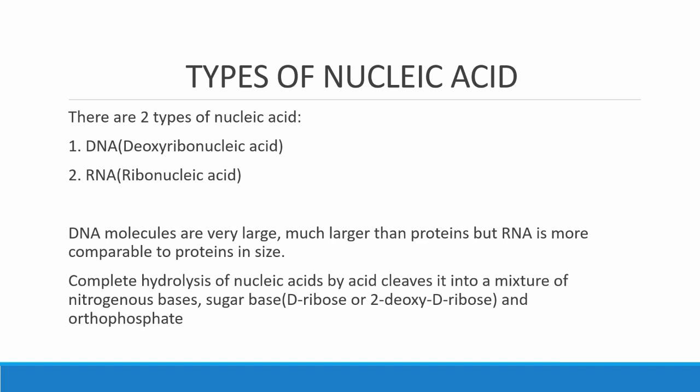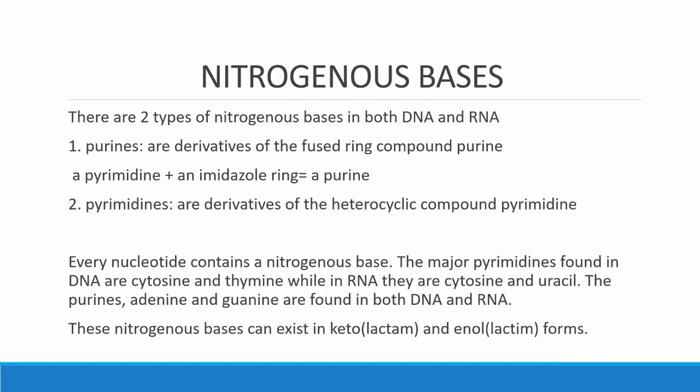Something to also note is that the phosphate found in nucleic acids is orthophosphate. Now let's consider the components of these nucleic acids: the nitrogenous base, the sugar base, and the phosphate group. We have two kinds of nitrogenous bases, the purines and the pyrimidines.